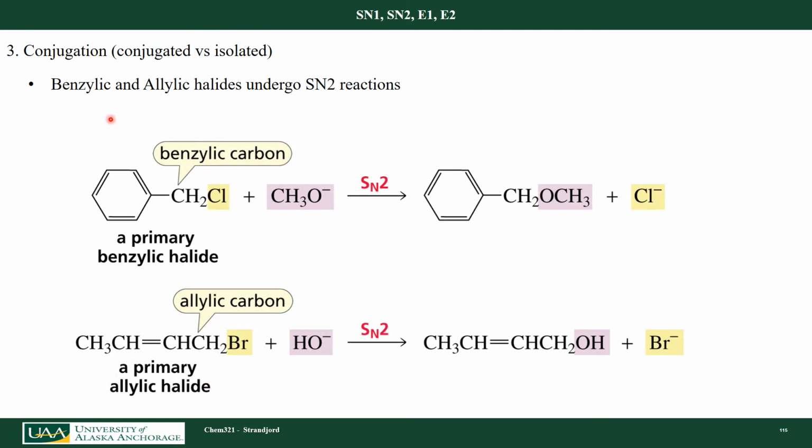Let's now look at conjugation. It turns out benzylic and allylic alkyl halides can undergo SN2 reactions, but they still need to be primary. So I have a primary benzylic or a primary allylic halide. They undergo SN2 reactions, a typical substitution reaction depending on the nucleophile and where the alkyl halide is.